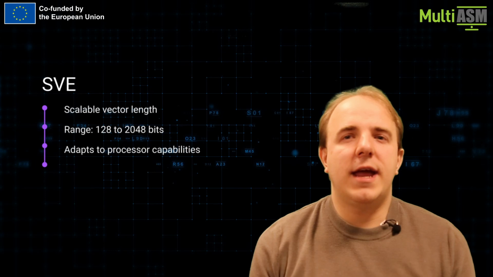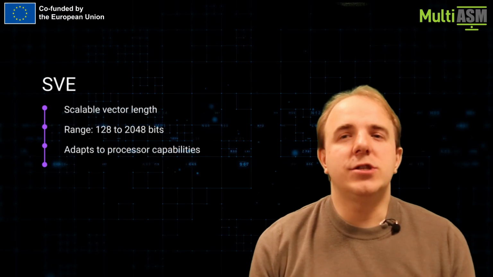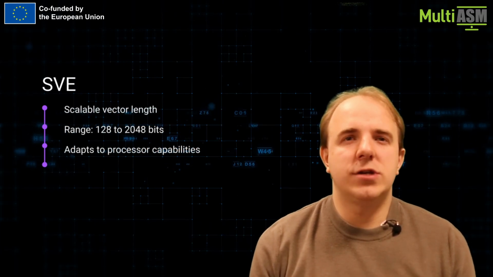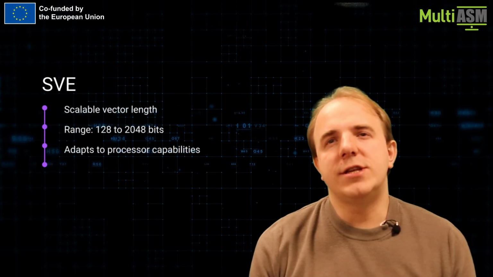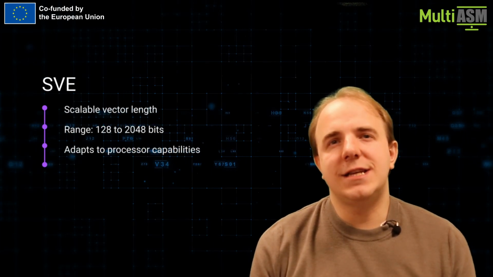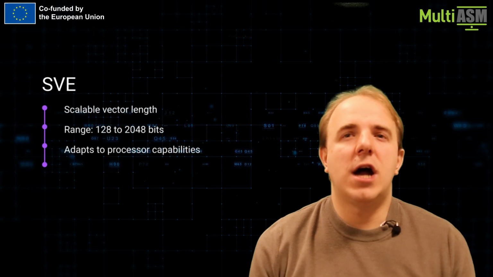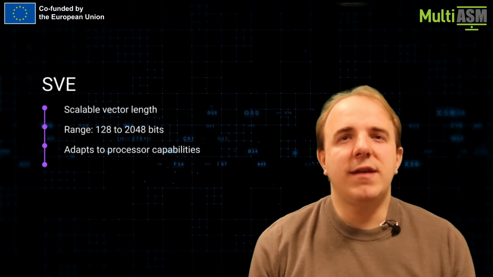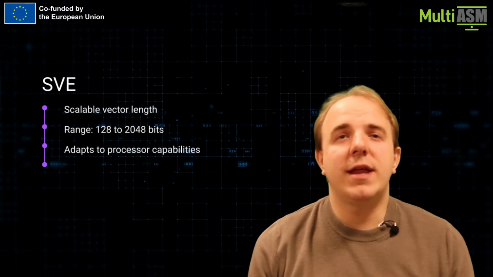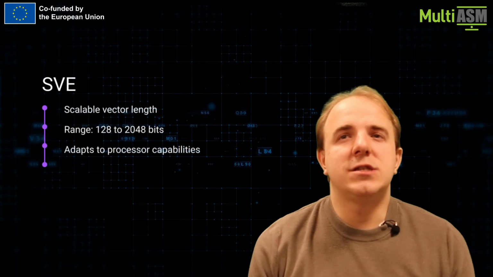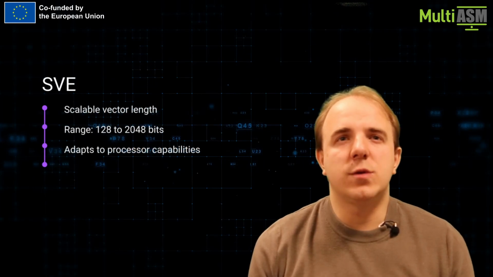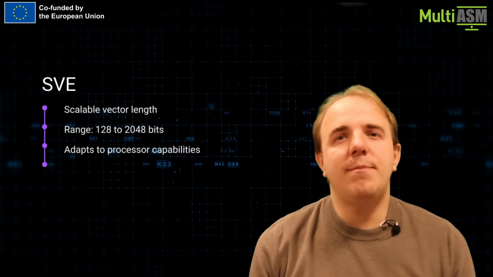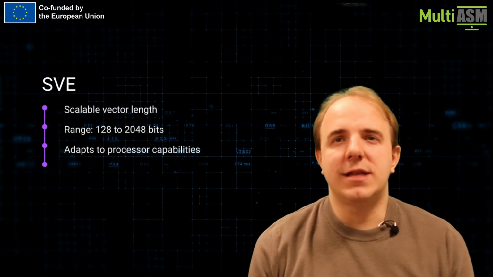With ARM version 8.2, a new approach is introduced, a scalable vector extension, also known as SVE. Unlike Neon, SVE vector registers do not have a fixed size. Instead, their length depends on the hardware implementation. An SVE vector can be as small as 128 bits or as large as 2048 bits, always in multiples of 128 bits. The key benefit of SVE is scalability.